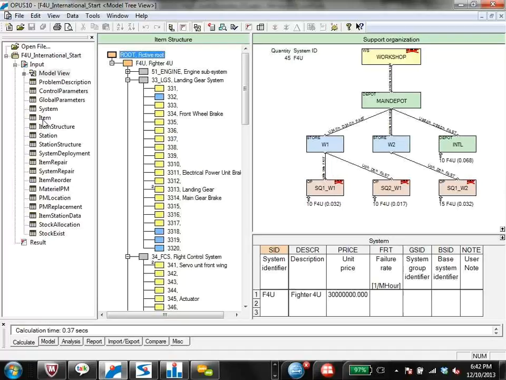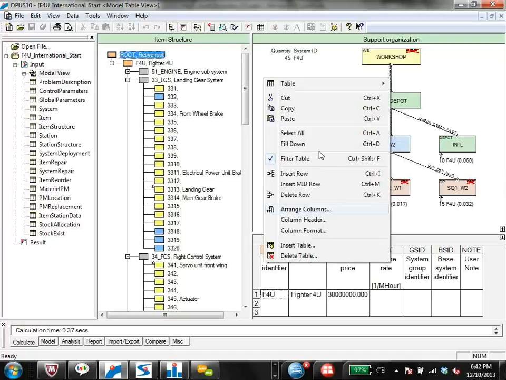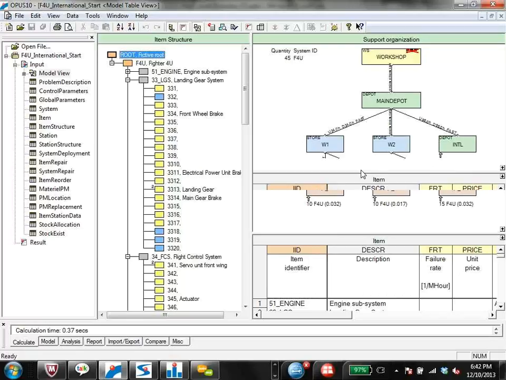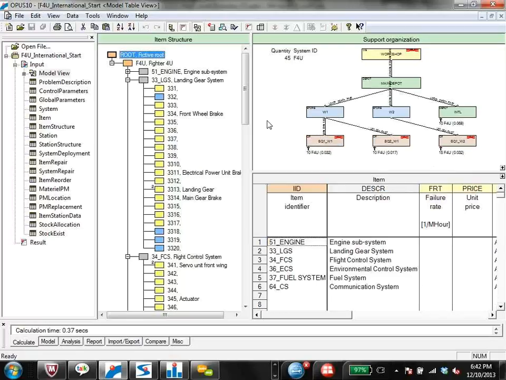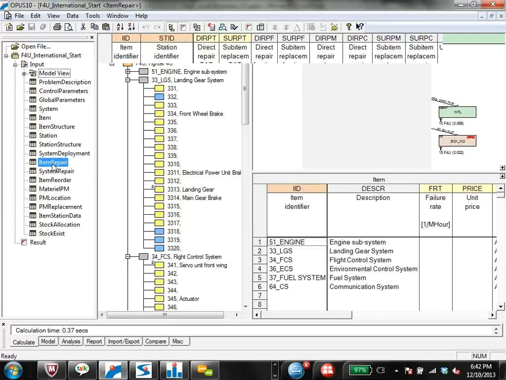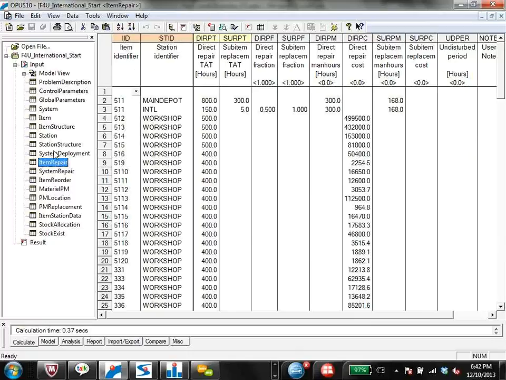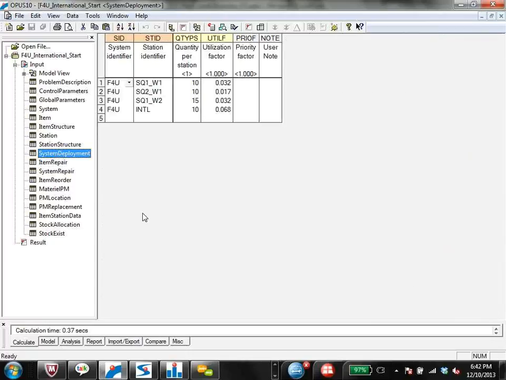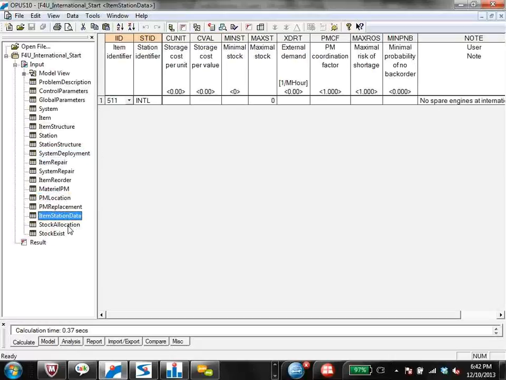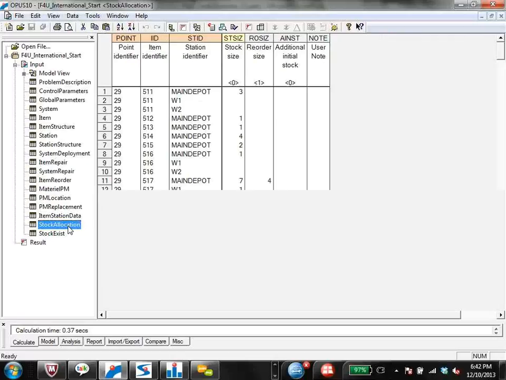And then I can click through some of these tables, and we can just see some of the other interesting features. This is sort of our table view here of our individual items. And maybe of interest, I'll blow this up. Things like item repair information, our system deployment, how we intend to operate these systems, and utilization factors. Some preventive maintenance information, and some individual stock allocations. Maybe this is data provided by a contractor for their proposed spare parts list.